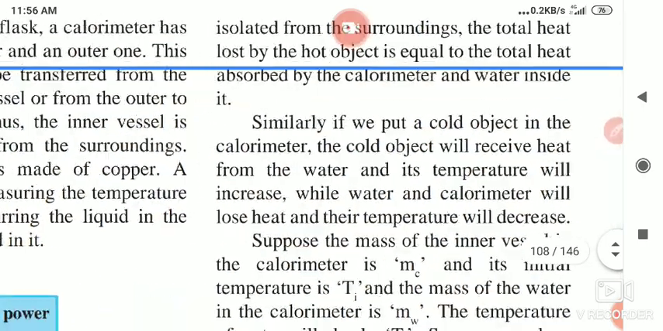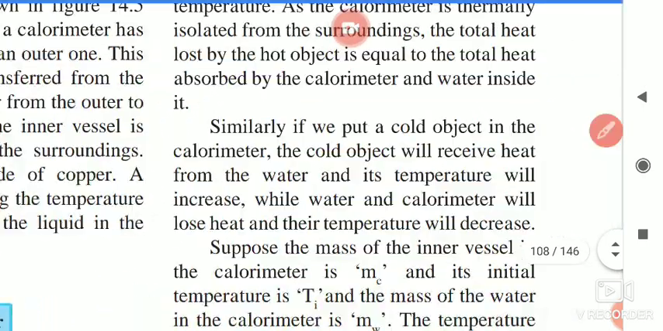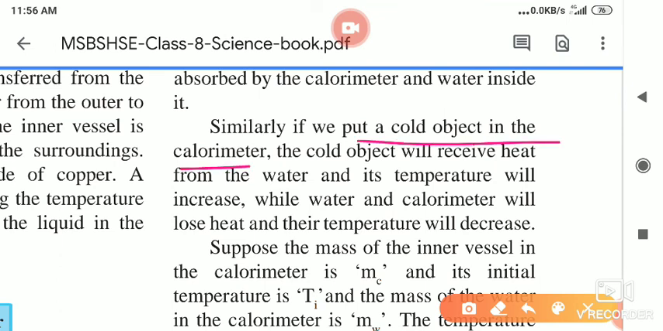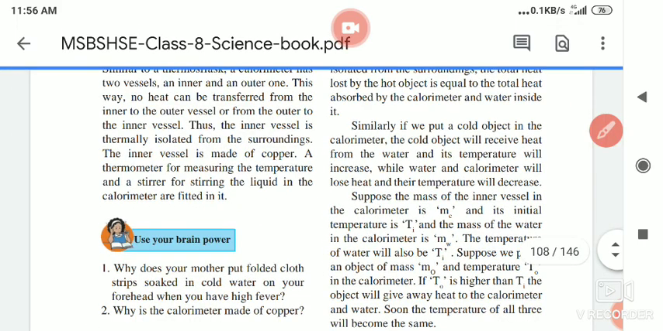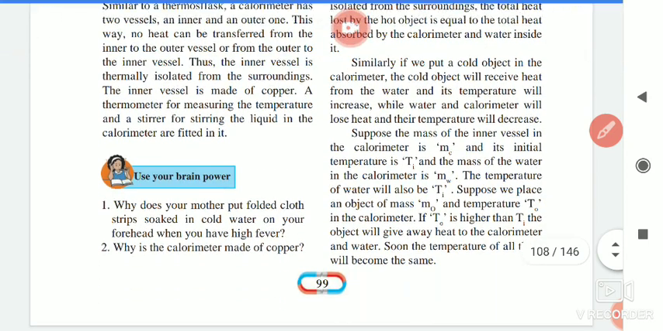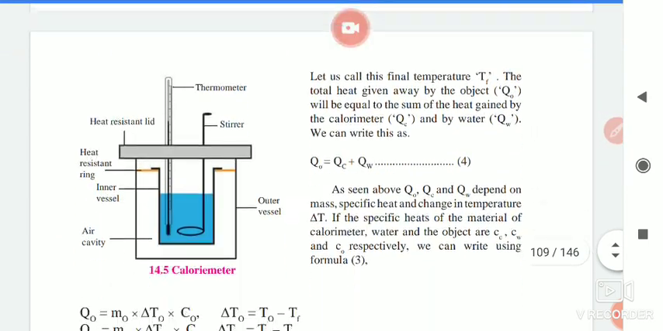Okay, so here is what they gave you. Similarly, if we put the cold object in the calorimeter, the cold object will receive heat from the water and its temperature will increase, while the water and calorimeter will lose heat and their temperature will decrease. So this is what actually happens inside the calorimeter.